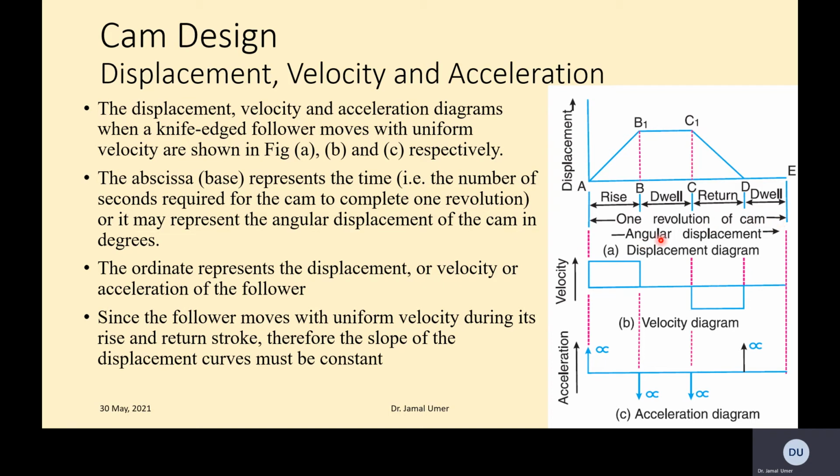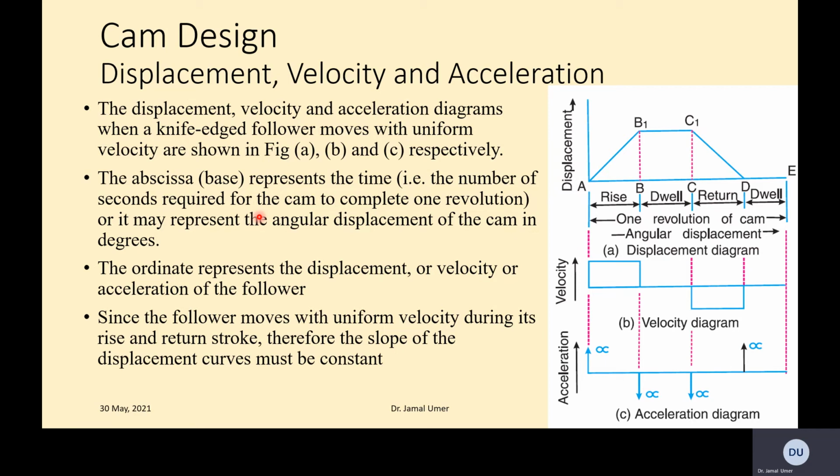So this is one dwell, this is another dwell, and this whole shows one revolution of the cam. This is the angular displacement, so one complete revolution is being shown, from A to E. The abscissa represents the time, the number of seconds required for the cam to complete one revolution, or it may represent the angular displacement. You can plot the same thing on time, because if you know the angular speed, you can work out the time. Most of the time we will do the angular displacement in the form of angles. We will not plot with time, but of course you can do that.